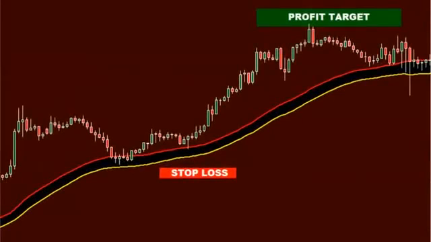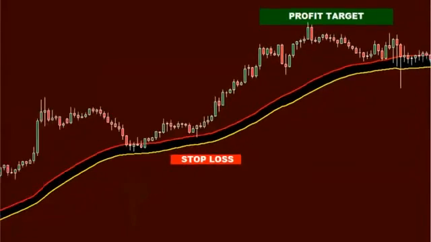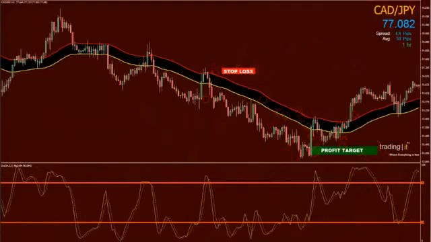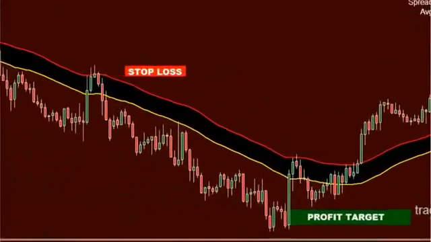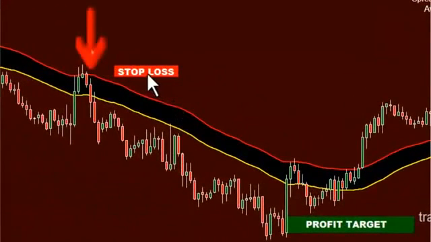A stop loss can be placed below the band if we're looking for longs with a profit target 2 or 3 times larger than the stop loss, ensuring a good risk management ratio. For shorts, the stop loss can be placed back above the band to ensure small risk and the overall profit target again to be larger than the stop loss.